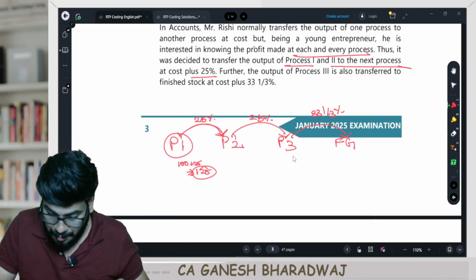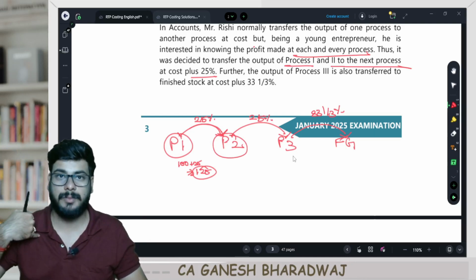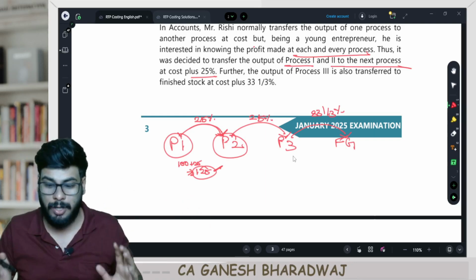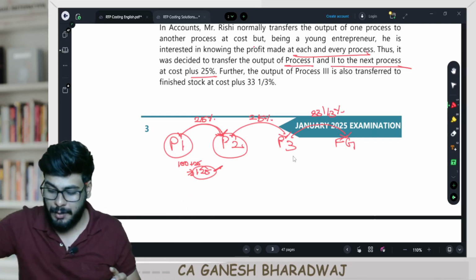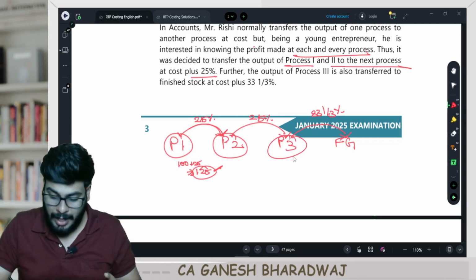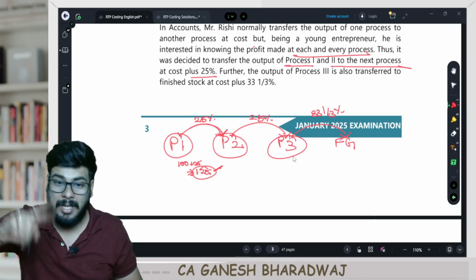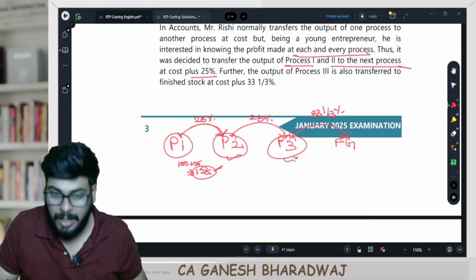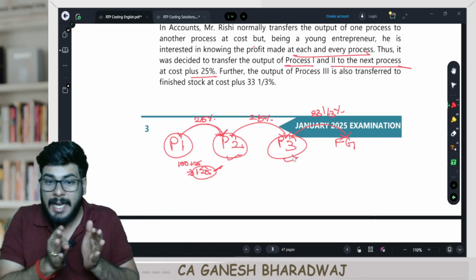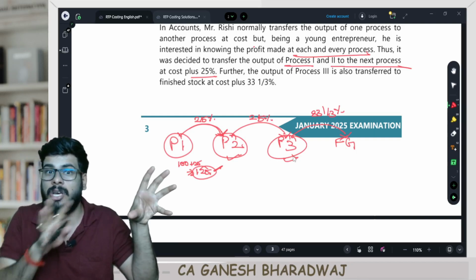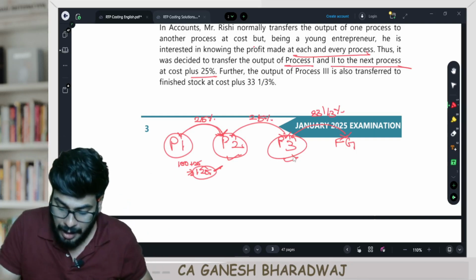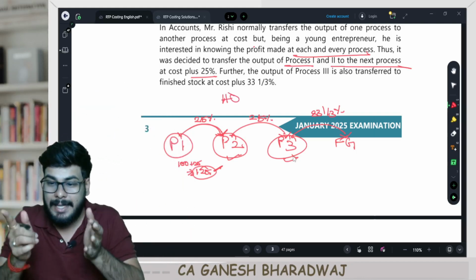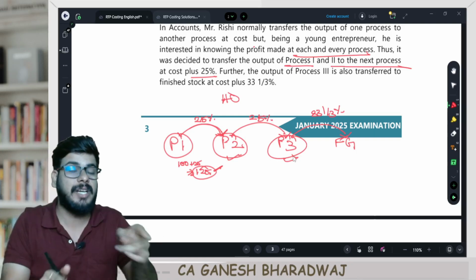Now remember, from the perspective of process 2, the cost is what? 125, because it is receiving at 125. Now, whenever it is transferring its output to process 3, it will calculate at 125 rupees plus 25% on 125 rupees. Are you clear with this? That is, these processes are treated as three different entities. It will not know the breakup of what is the cost and what is the profit. Are you clear with this? But from the perspective of the head office, that is the overall company as a whole, these are the people who will be tracking the cost and profit at every single level.